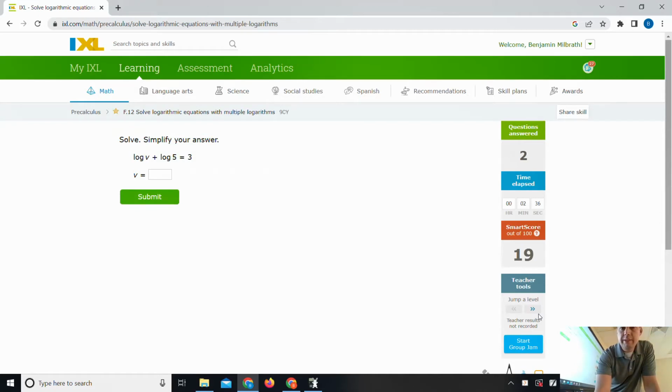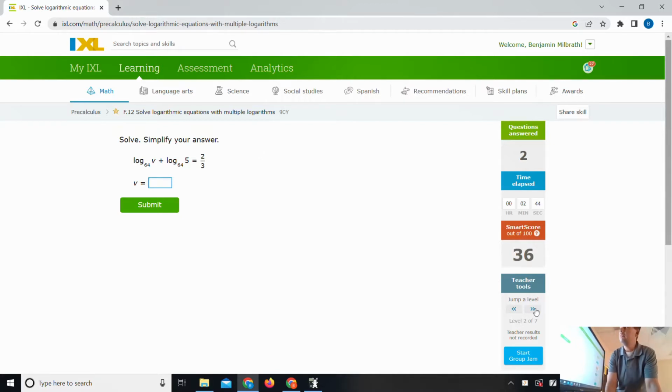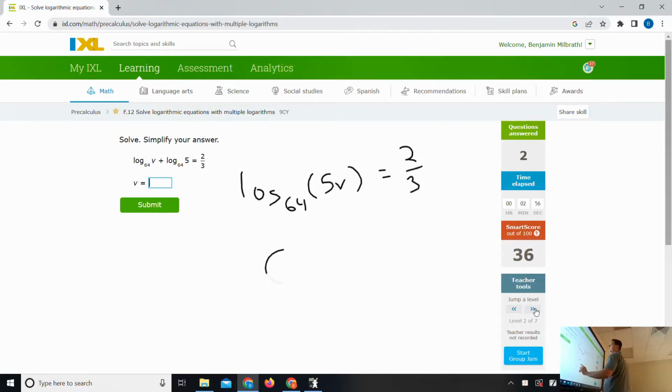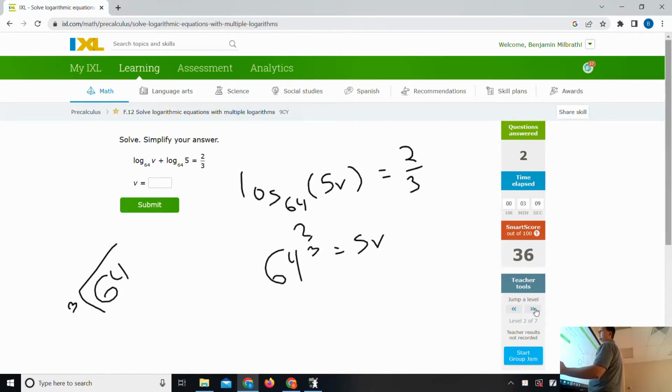All right, so easy. Oh, we got a fraction. And the base is funky, right? 64. The condensing would give me a product of 5v on the interior of my logarithm equal to 2 over 3. When I rewrite into exponential form, this is what I'd have. What it's asking me to do here, and you can use your calculator if you must, it's asking me to take the cubic root of 64 and square the result.